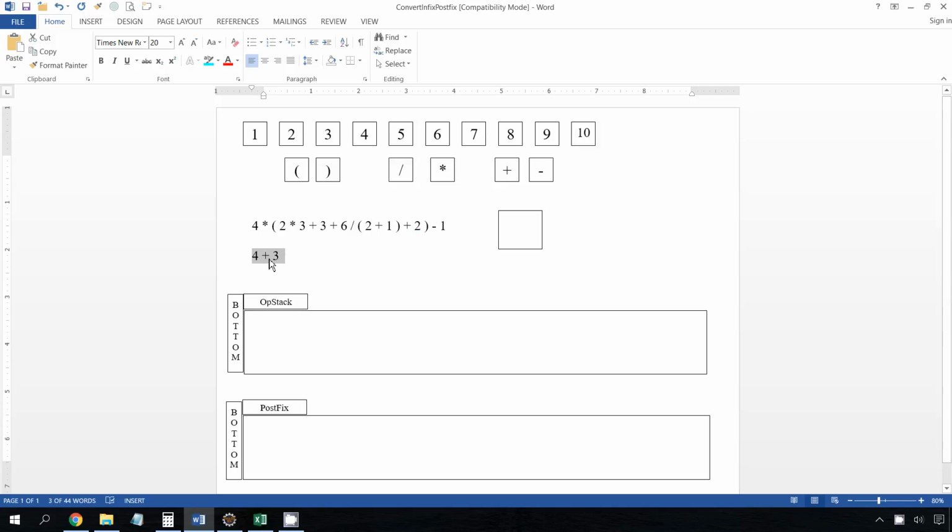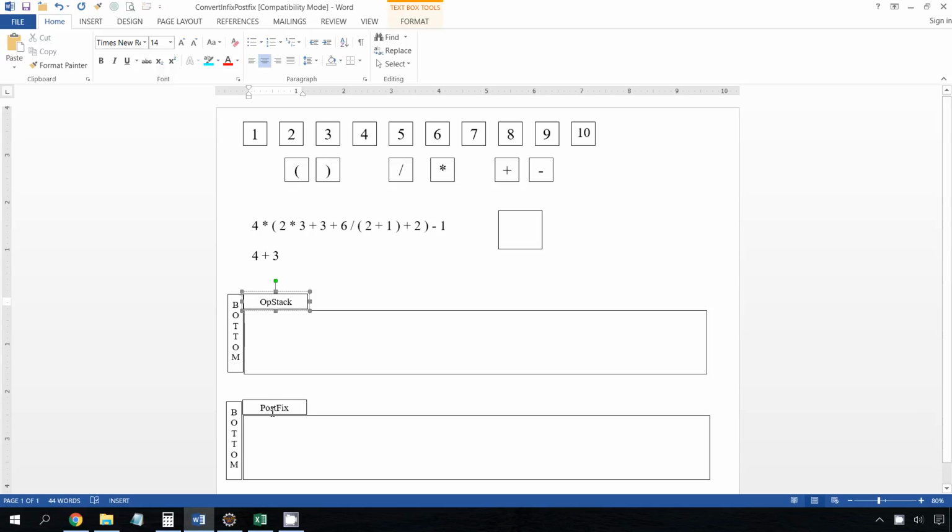Okay, so we're going to start with just converting this really simple expression, 4 plus 3, and then we'll move on to this more complex infix expression. Again, the goal is to convert from infix into postfix. To do that, we'll use two stacks, an op stack and a postfix stack. The op stack is going to keep track of our operators as we go, and the postfix stack is where we're going to generate the postfix expression. So this stack will hold our answer at the end of the algorithm.